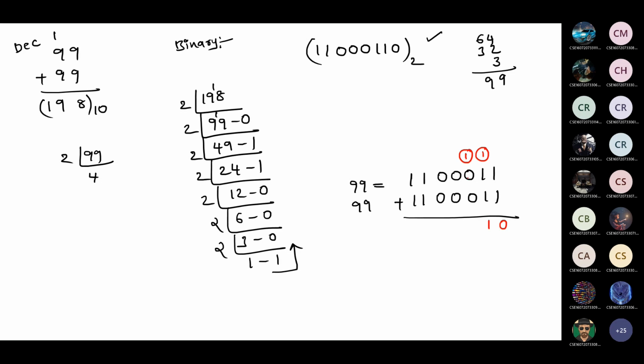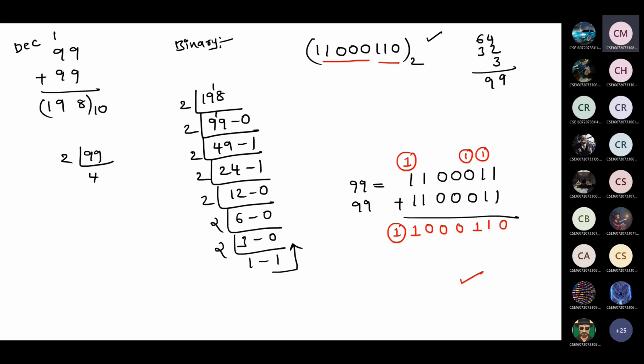Next, 1 plus 0 plus 0 is 1. 0 plus 0 is 0. 0 plus 0 is 0. Again 1 plus 1. Carry 1, sum 0. So 1 plus 1 plus 1 is carry 1, sum 1. So our answer should be 1 1 0 0 0 1 1 0. Right. So this is correct.